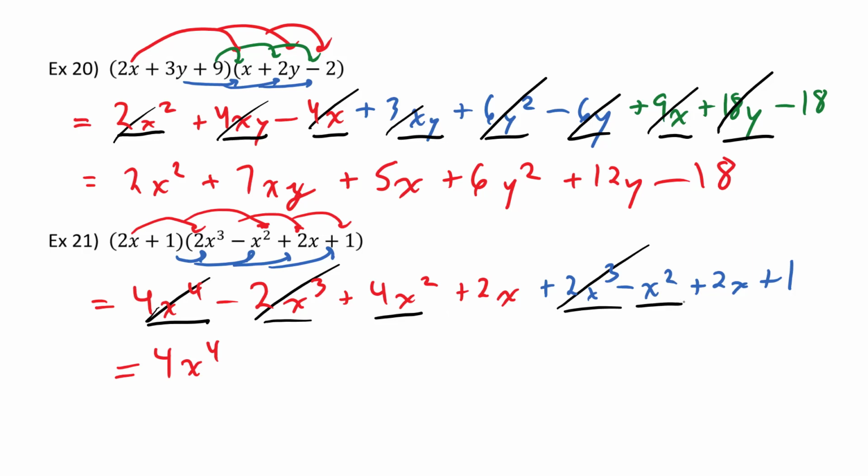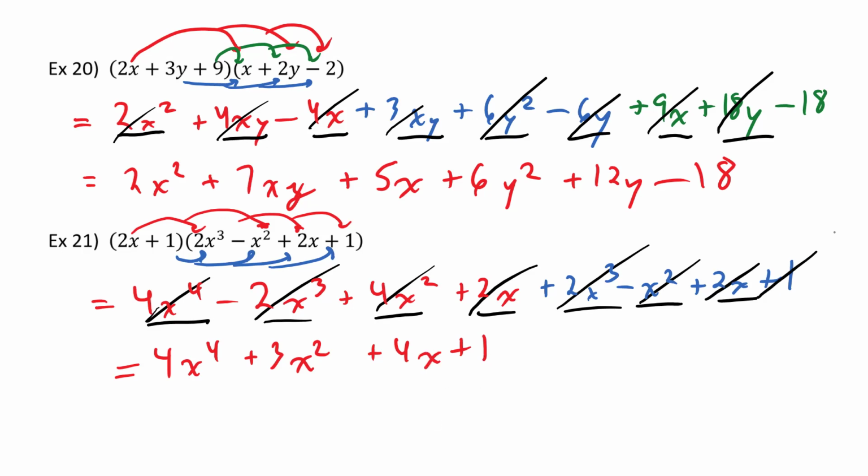We have x squared. I have two of those. 4 minus 1. We combine like terms here. 4x squared minus 1x squared gives me plus 3x squared. Cross those off. I have a 2x and a 2x. Combine those together gives me 4x. Cross those off, and then we have a coefficient left of plus 1.